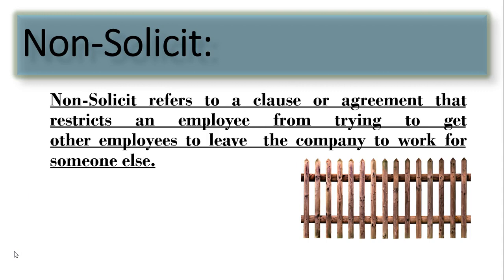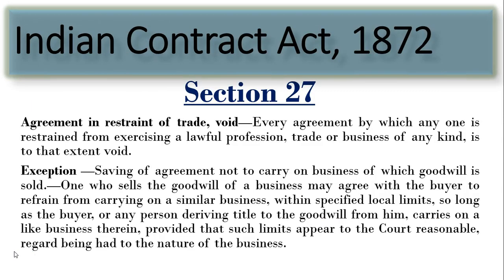Now we will have to understand what is the law in India which governs these two clauses. Section 27 of the Indian Contract Act 1872 says that every agreement by which anyone is restrained from exercising a lawful profession, trade, or business of any kind is to that extent void. So if we analyze the meaning of this section, it says that any agreement which is in restraint of lawful profession or trade shall be void to that extent. So it means, as per Section 27 of the Indian Contract Act, non-compete and non-solicitation in India are not enforceable. So as per this section, these two restrictions are void.